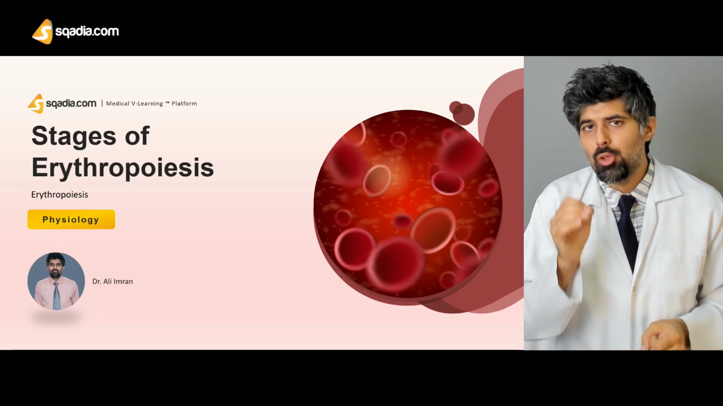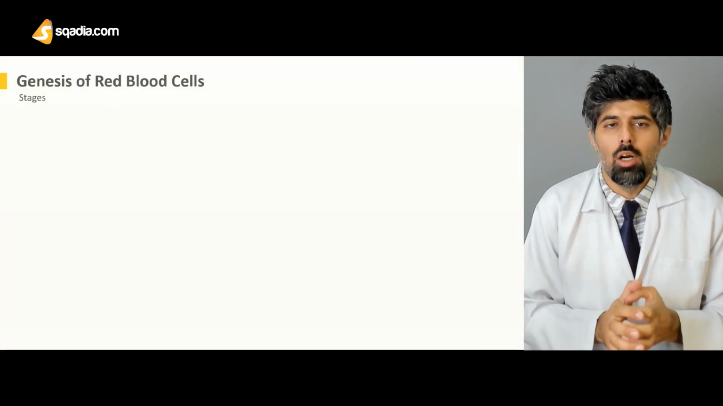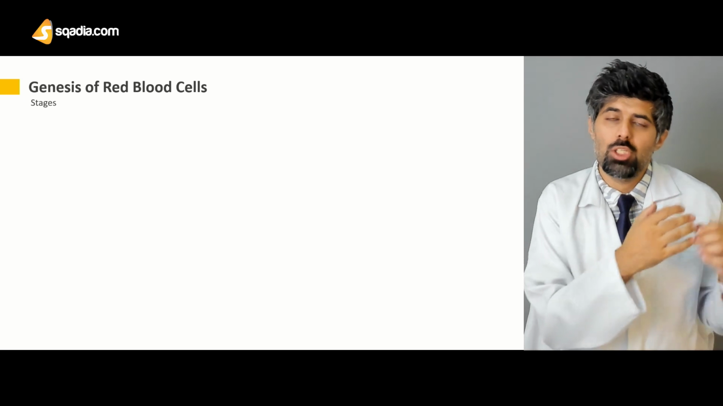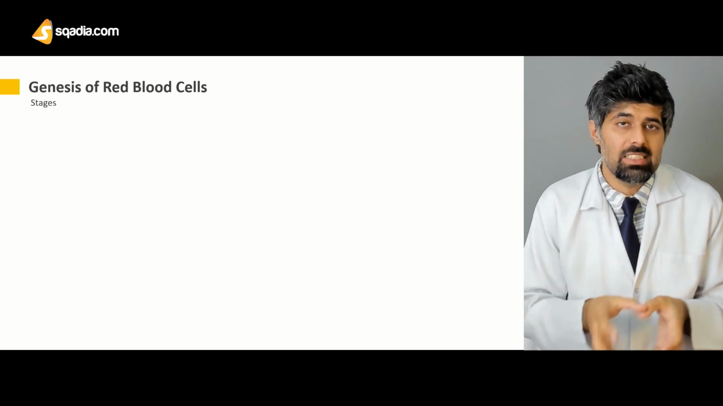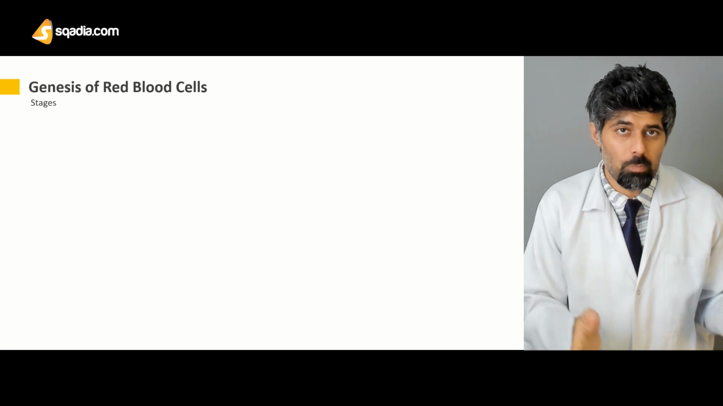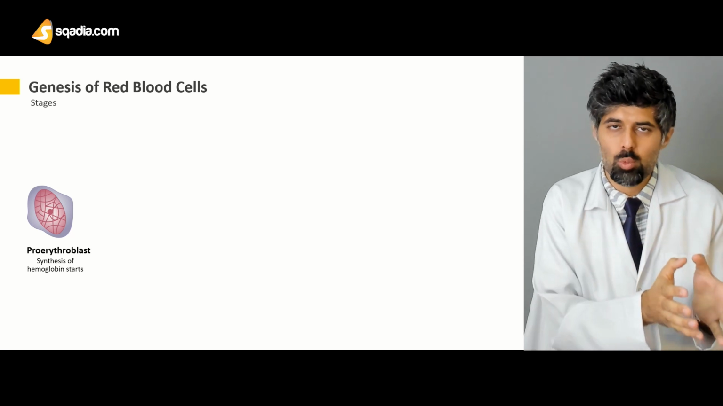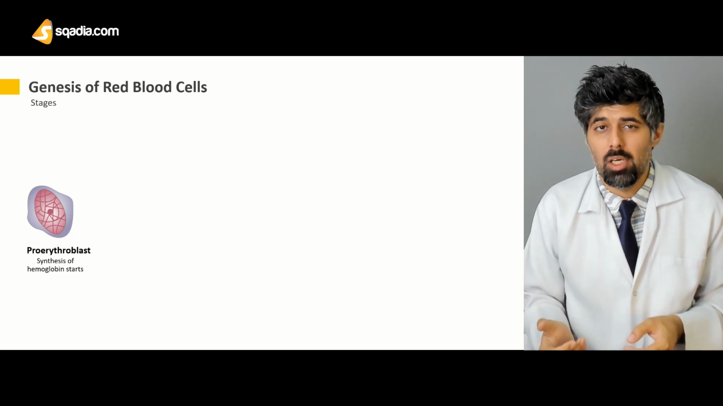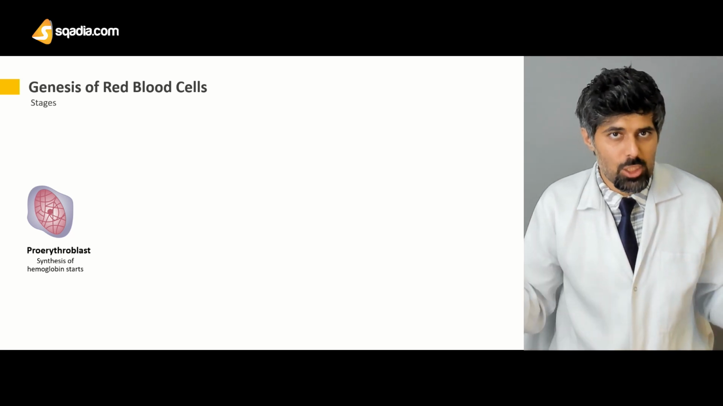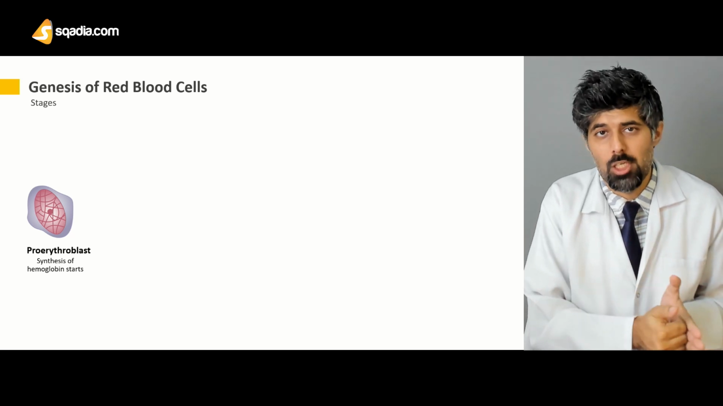Now let's talk about the stages of erythropoiesis. Whenever we talk about the stages of erythropoiesis, or the genesis of the RBCs, we always talk about it in terms of stages. Now, these stages can be termed as the first one being the proerythroblast. The proerythroblast is the first in the stages which occur after the formation of a committed progenitor.